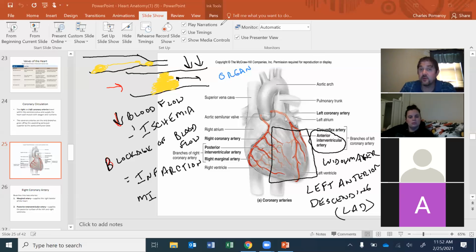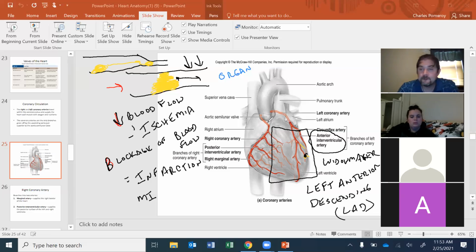Once again, though, it depends on where the blockage is, because even the widowmaker has side branches. Depending on where the blockage is, that may cause a minor widowmaker heart attack, or it may cause a massive heart attack. It all depends on where that particular blockage is.